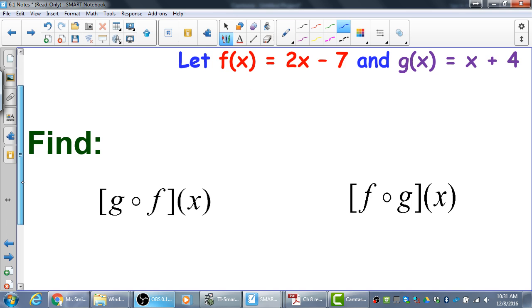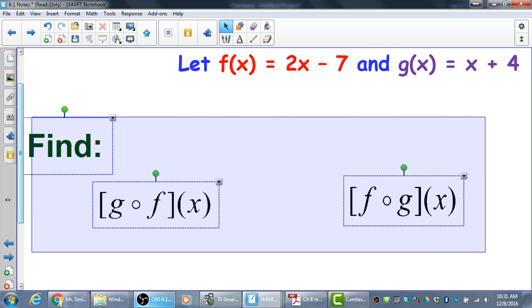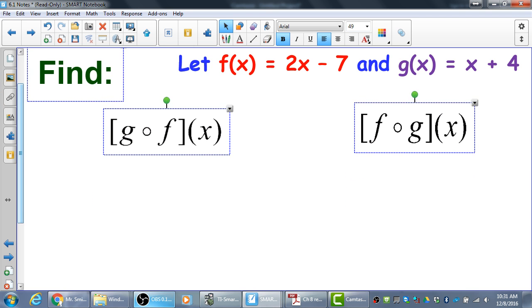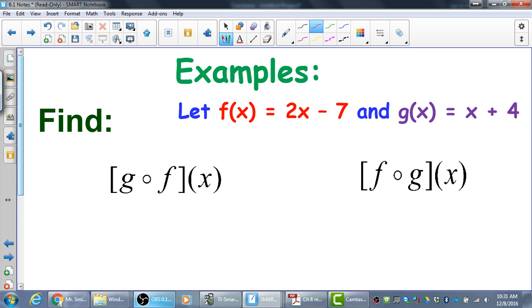Let f of x equal those two. Oh, why is it? This is supposed to be like, can I move these? One page? There we go. Now I have a little more room.